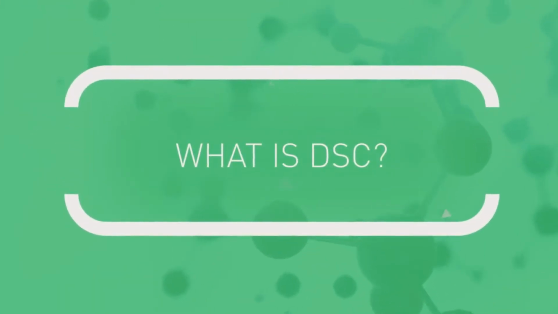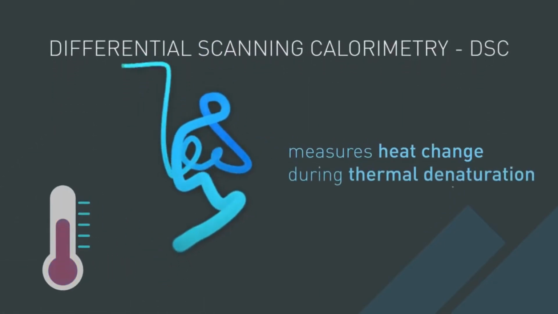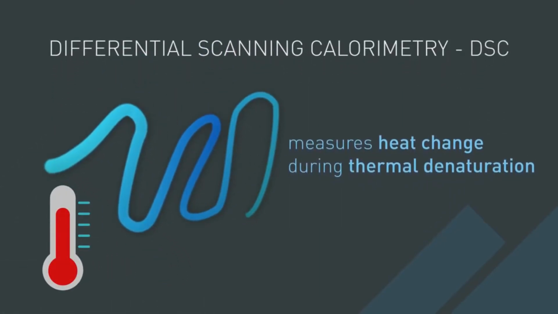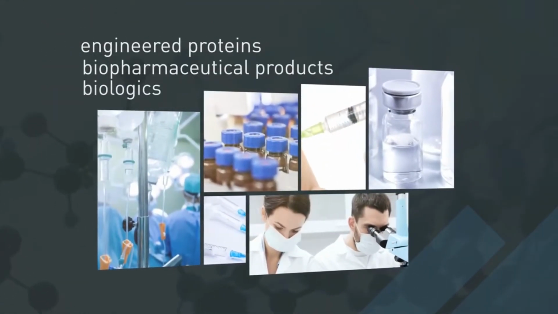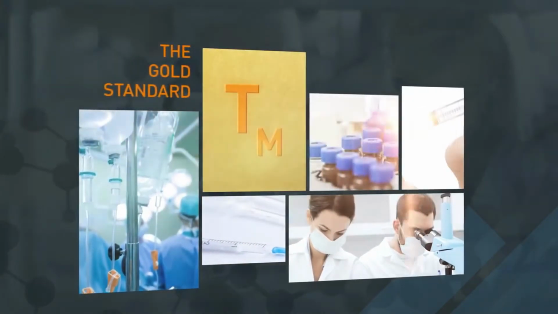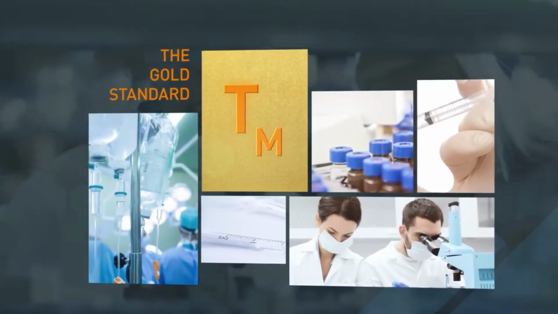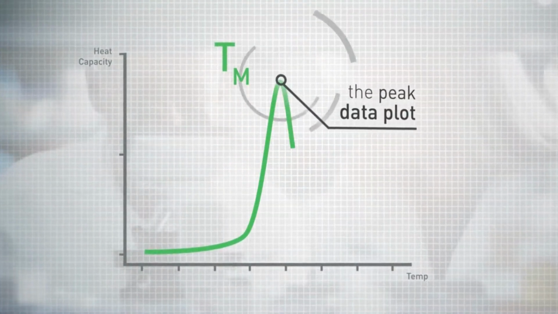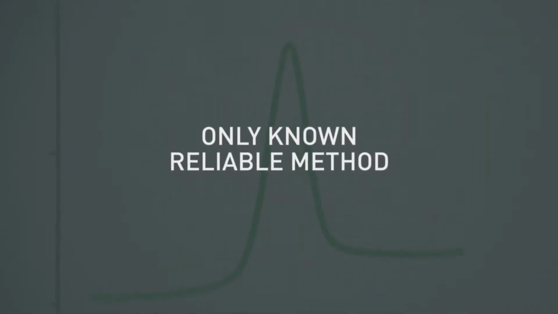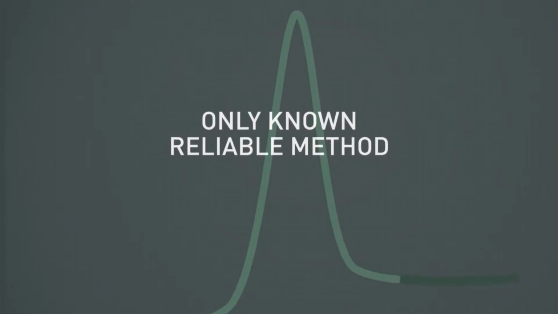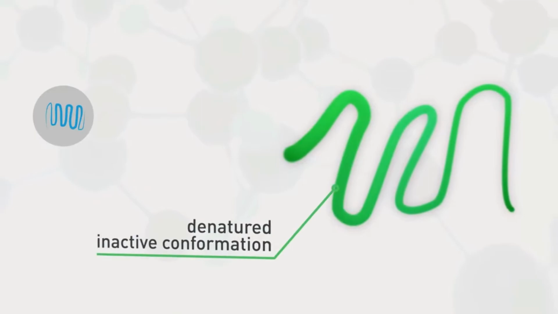What is DSC? Differential scanning calorimetry, or DSC, measures the heat change during thermal denaturation of biomolecule samples, particularly engineered proteins and biopharmaceutical products. DSC is universally considered the gold standard for measuring TM, or the melting temperature of proteins in solution. DSC presents the TM as the peak of the data plot. Importantly, DSC is the only known reliable method to directly measure unfolding thermodynamics of protein samples, from a native active conformation to a denatured inactive conformation.